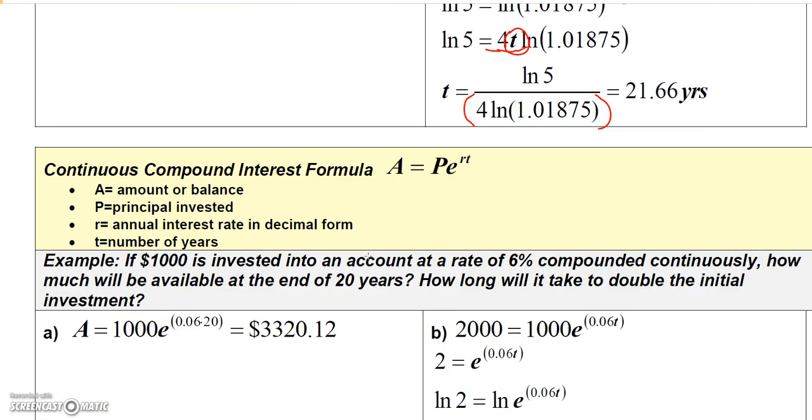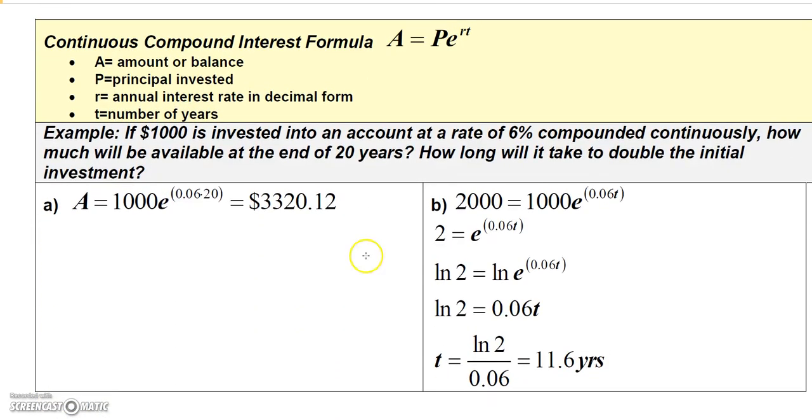Okay, now you'll see this formula also in the next section. This is the formula for if money is compounded continuously. That means it's compounded every instance of time. So basically, another way to think of that is that you have infinitely many compounding periods. So that's what that means.